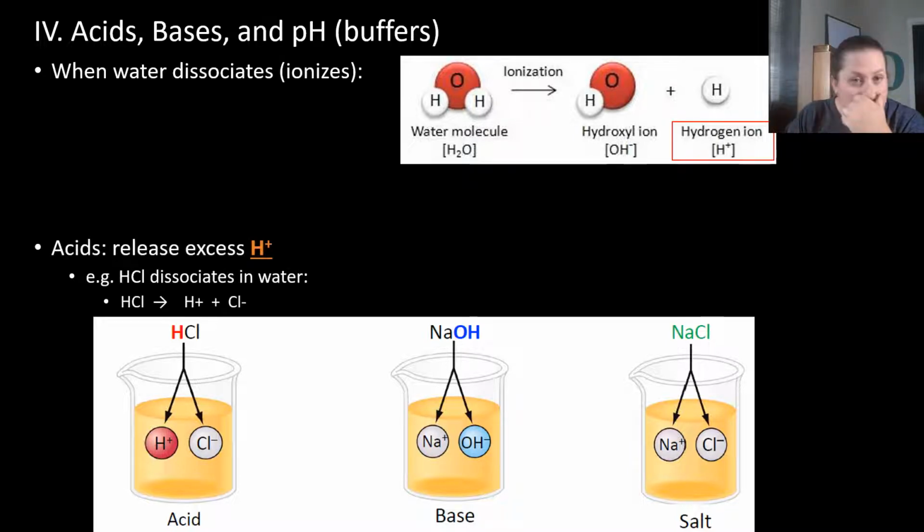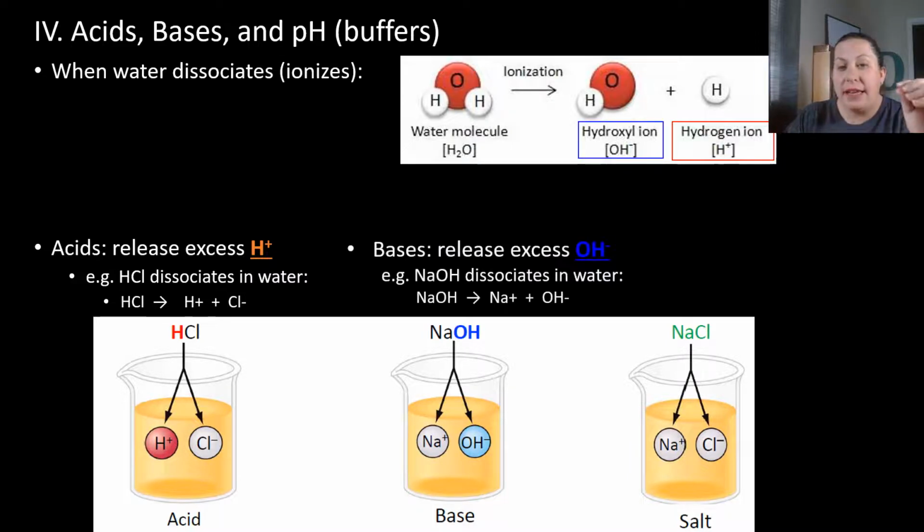So if we look at acids, acids release extra hydrogens. So when an acid gets added to water, it releases these extra hydrogen ions, H+, because the plus tells you it's an ion, meaning it has a positive charge. The example here is HCl, which is hydrochloric acid. It dissociates in the water because of that H that's there. So this becomes acidic.